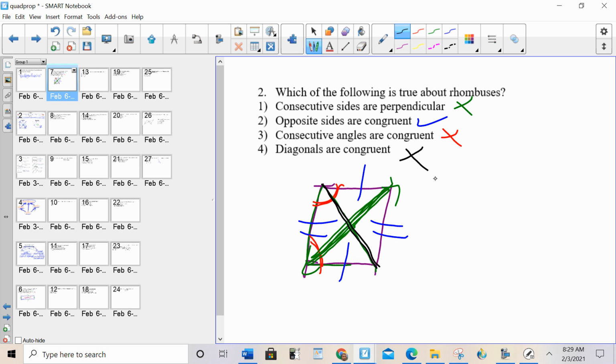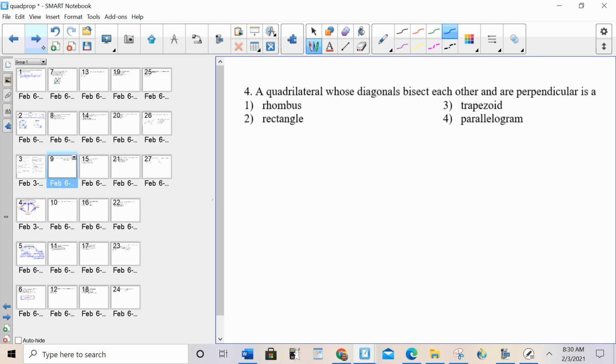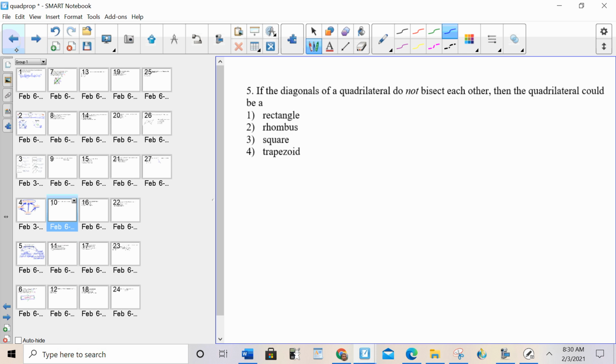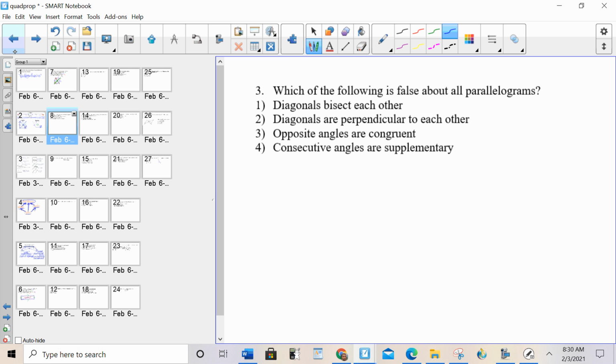And again, the best way to help you remember that, as far as the diagonals go, if the shape is slanted, then the diagonals are not going to be congruent. They bisect each other, they cut each other in half, but they are not congruent. I want you to try 3 and 4 and 5 on your own right now. So please pause, try 3, 4, and 5, and then unpause.